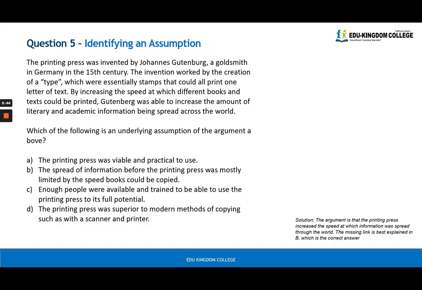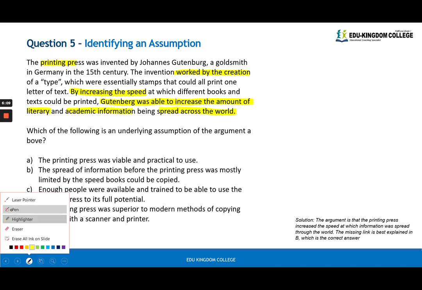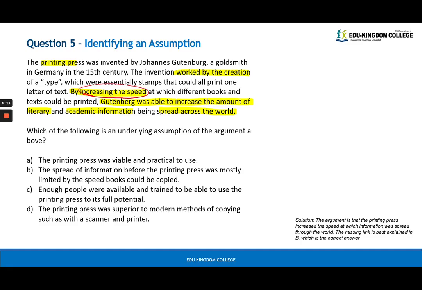Okay, number 5. So we have to identify an assumption. Let's get a highlighter again. The printing press was invented by Johannes Gutenberg, and it worked by the creation of type, and it increased the speed at which different books and texts could be printed. So Gutenberg was able to increase the amount of literary and academic information being spread around the world. So it's saying that just because this printing press increased the speed, the amount of information was spread across the world.